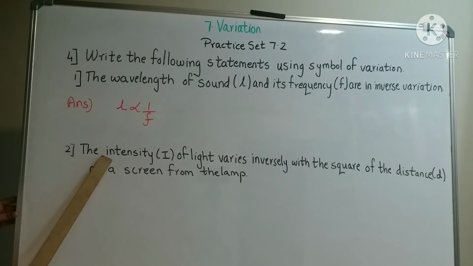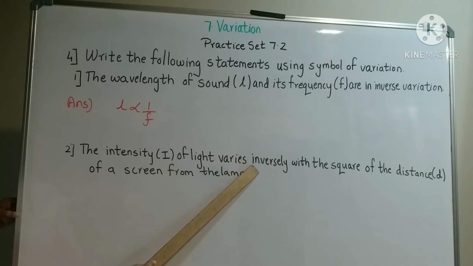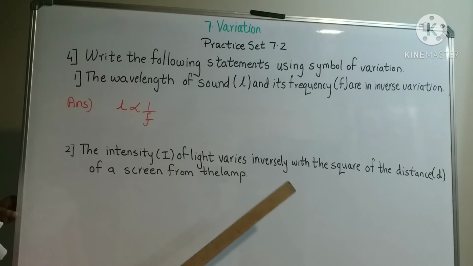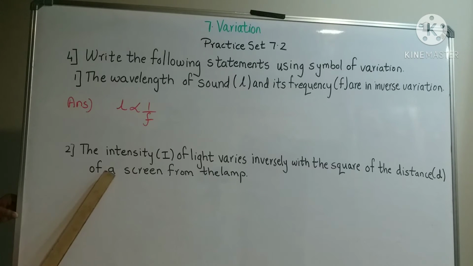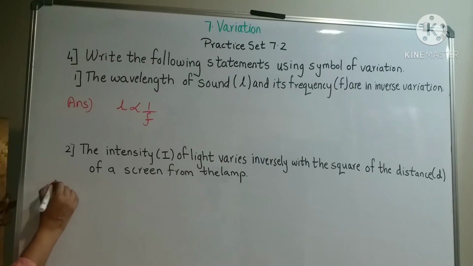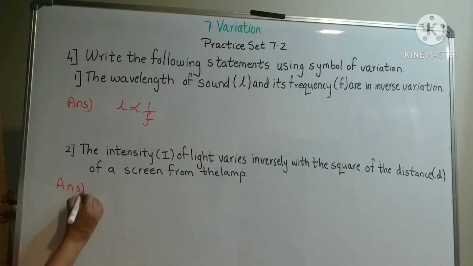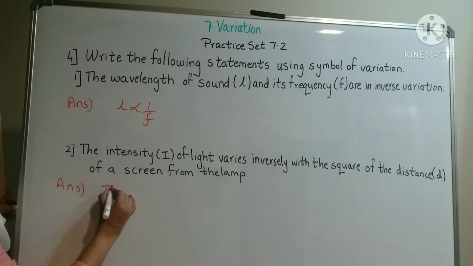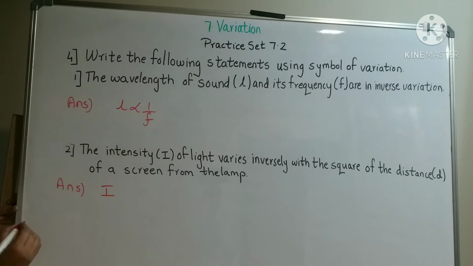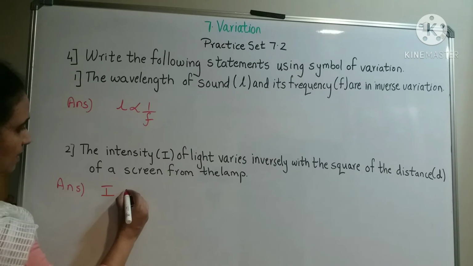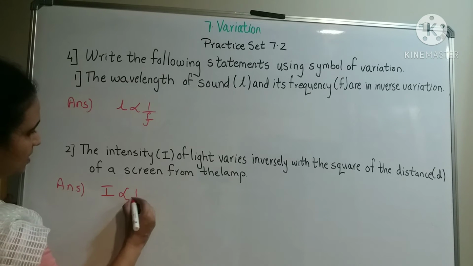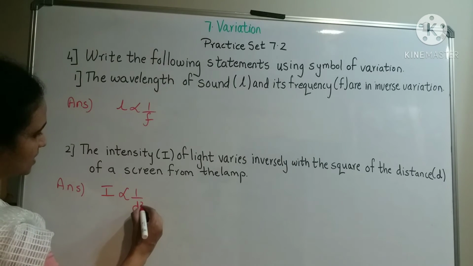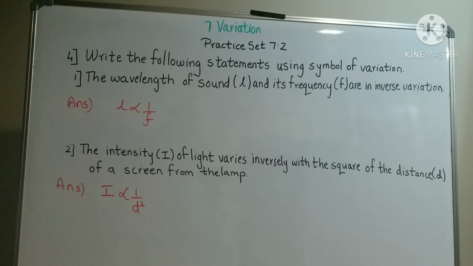Second sum, the intensity I of the light varies inversely with the square of the distance D of a screen from the lamp. Intensity of the light I varies inversely with the square of the distance of a screen from the lamp.